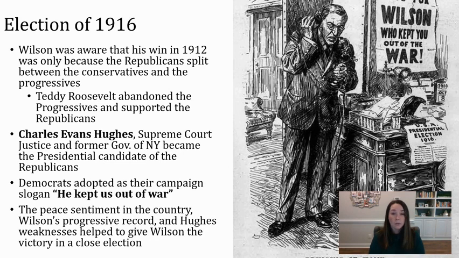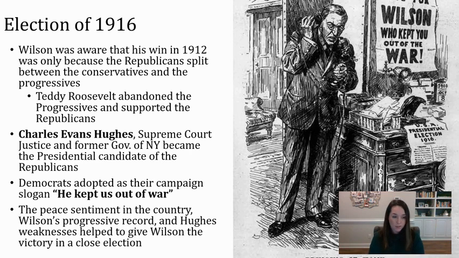Charles Evan Hughes was a Supreme Court justice and former governor of New York, and became the candidate for the Republican Party. The Democrats are going to use the war in Europe to leverage Woodrow Wilson, and his campaign slogan was, "He kept us out of war." That peace sentiment, the fact that the economy was doing well, and that Hughes was kind of a weak candidate meant it was a close election, but Wilson was able to win.